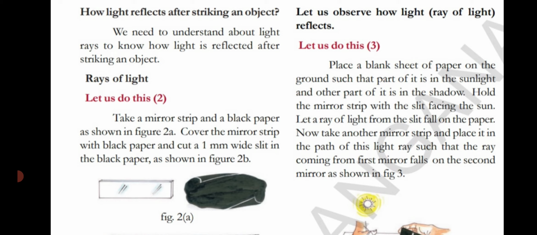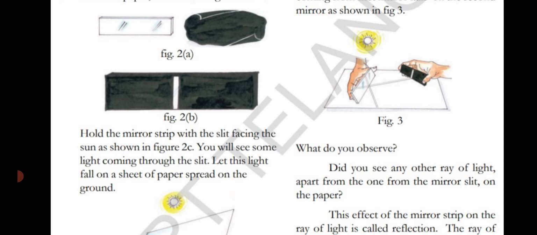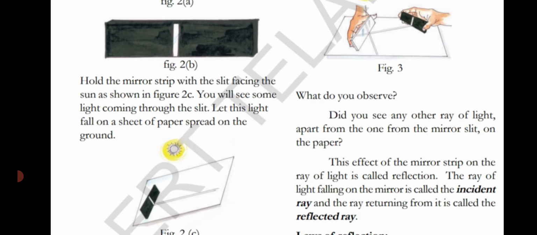Now take another mirror strip and place it in the path of this light ray such that the ray coming from the first mirror falls on the second mirror. First mirror, the slit. Yes, with the slit. Whatever light is coming from the slit, let it fall on the another mirror strip. Okay. What do you observe? Did you see any other ray of light apart from the one from the mirror slit on the paper? Yes, we could see another ray also forming.